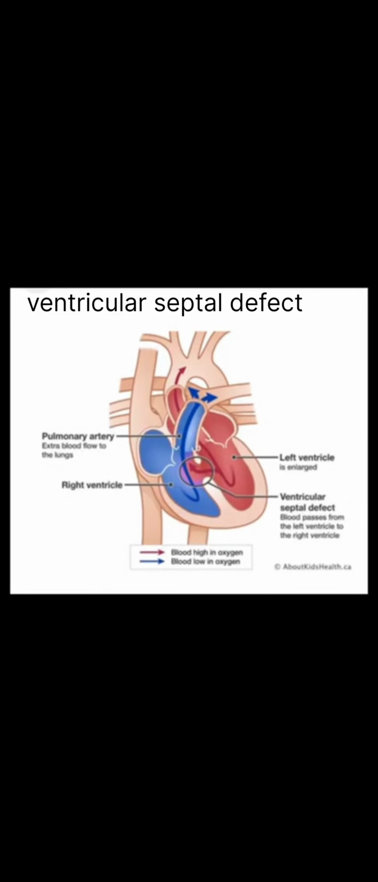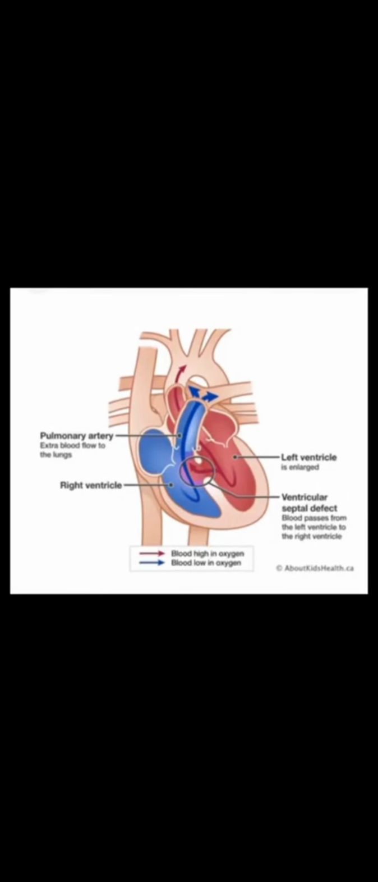In ventricular septal defect, there is a defect in the septum that divides the right and left ventricle. You can see here in the diagram, there is a defect between the right and left ventricle, resulting in left to right shunting.